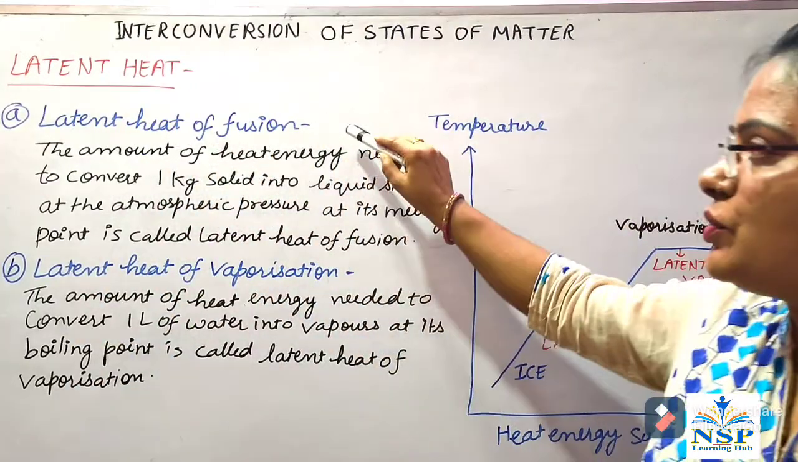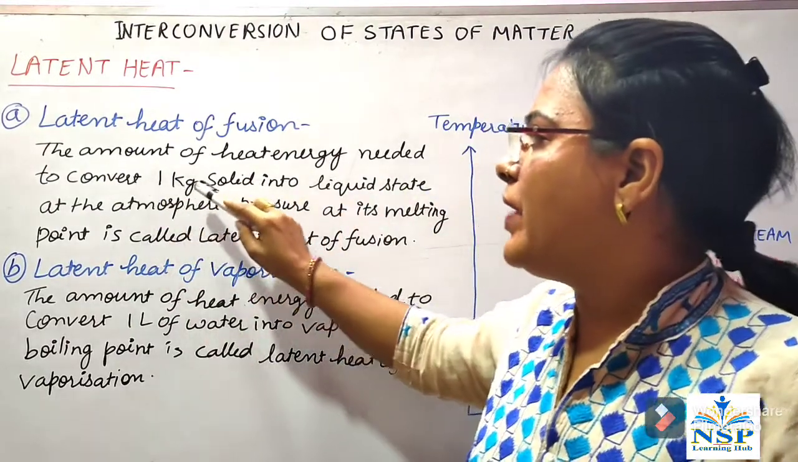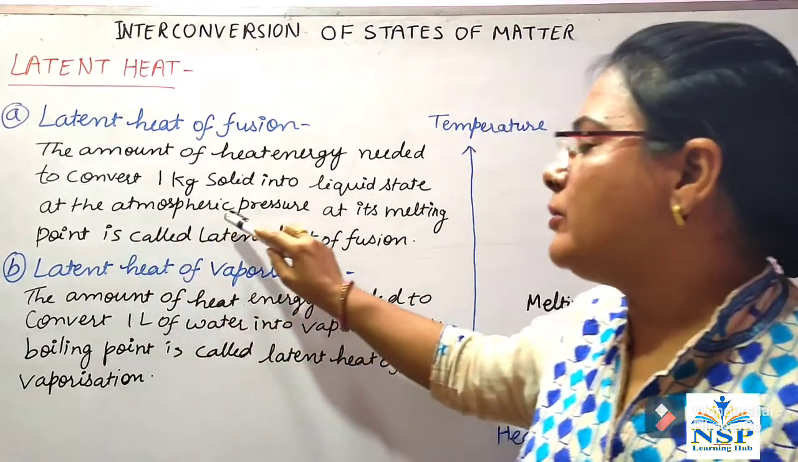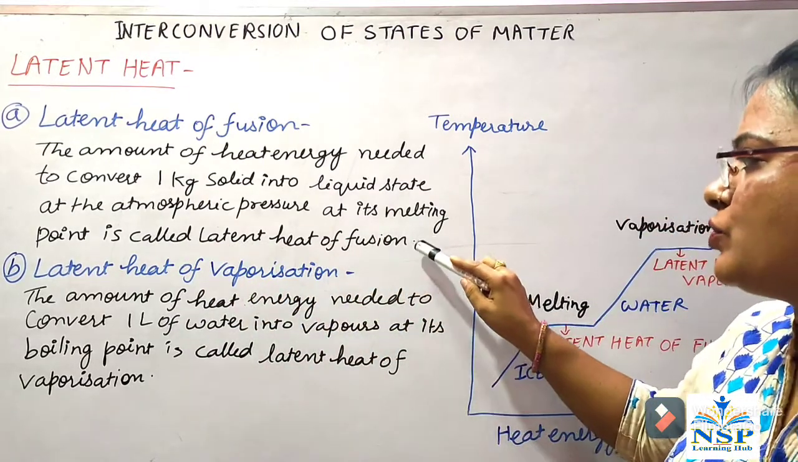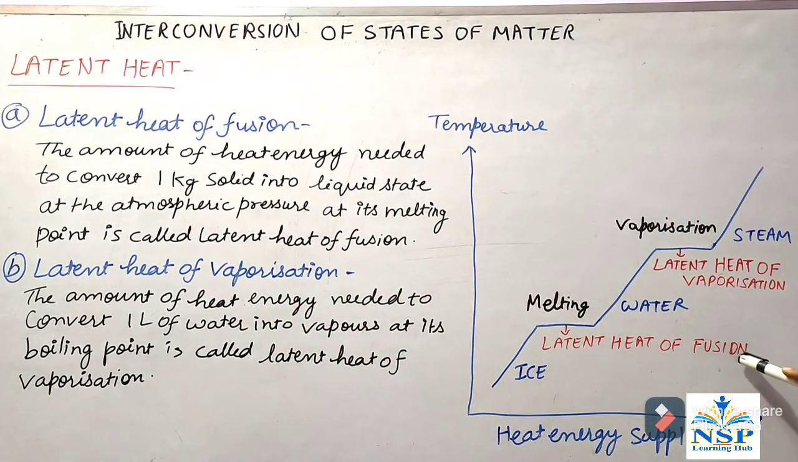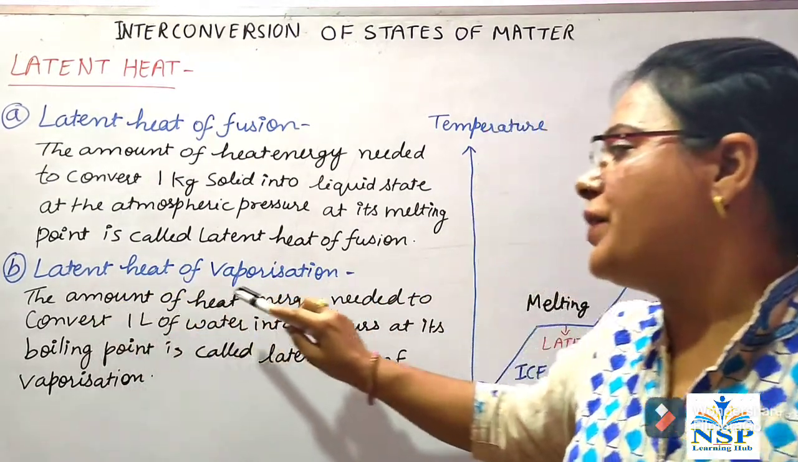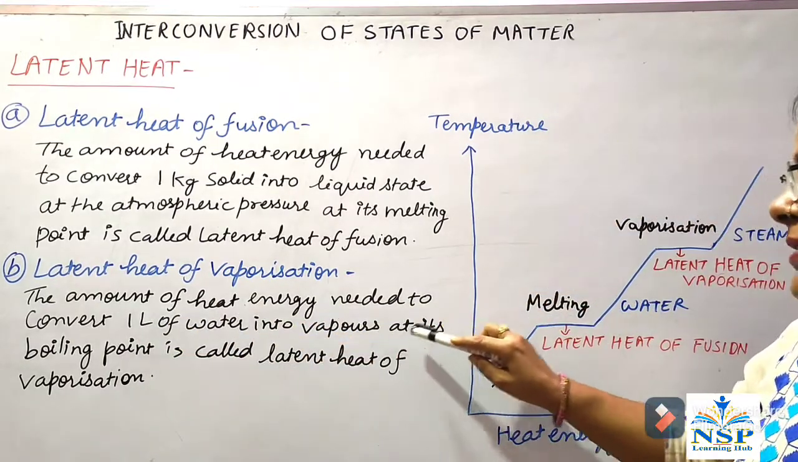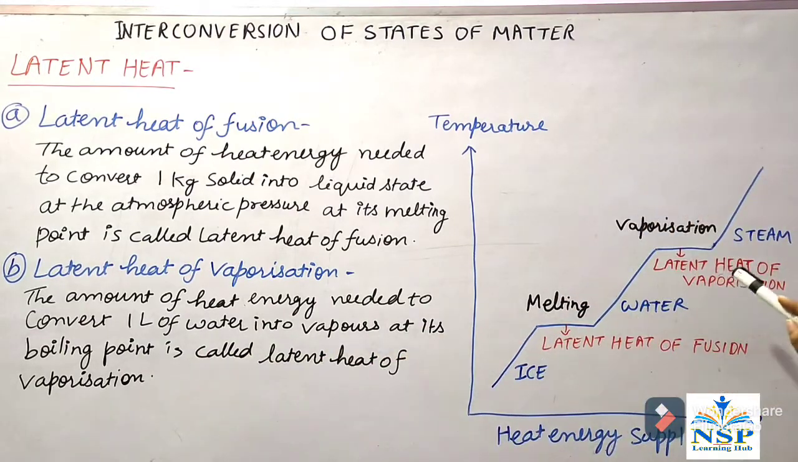Latent heat of fusion. The amount of heat energy needed to convert 1 kilogram of solid into liquid state at atmospheric pressure at its melting point is called latent heat of fusion. Latent heat of vaporization. The amount of heat energy needed to convert 1 liter of water into vapors at its boiling point is called latent heat of vaporization.